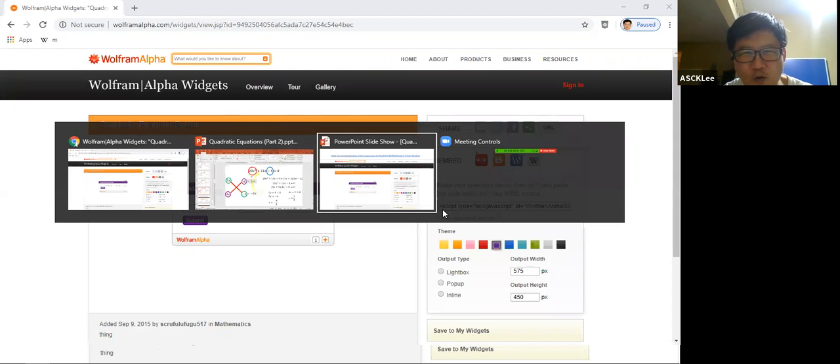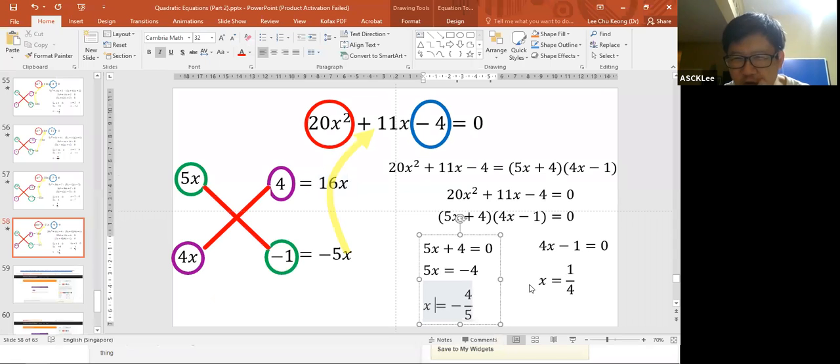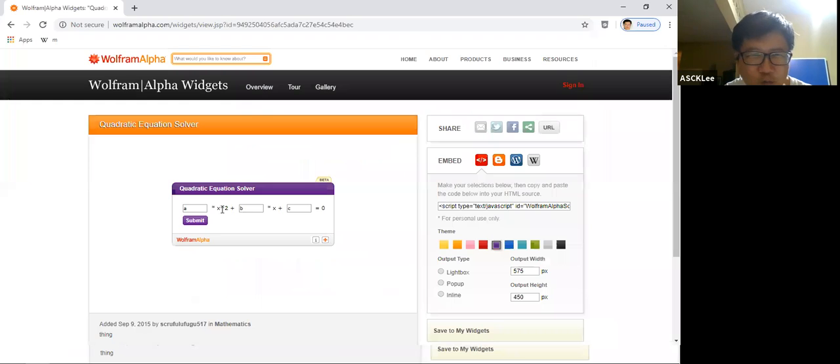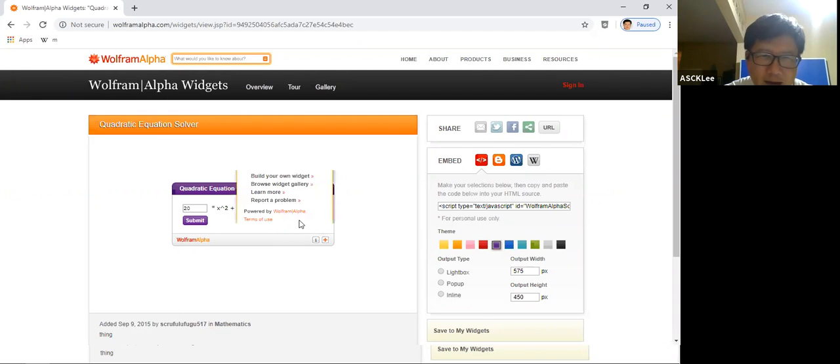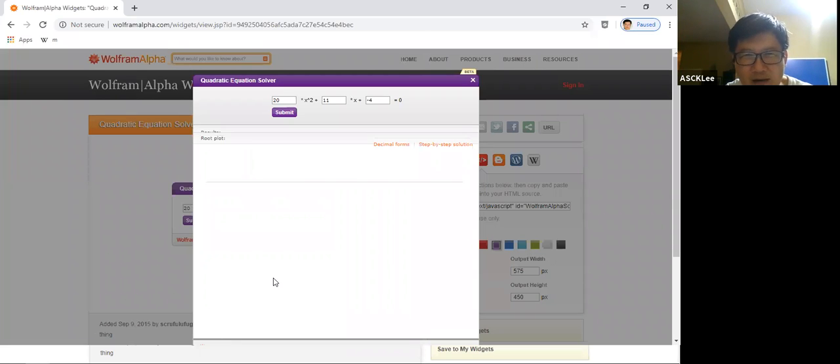Like for example, let's go back to my last question here. 20x squared plus 11x minus 4 equals 0, and my solutions were x equals minus 4 over 5 and x equals 1 over 4. So let's use this website to locate this 20, 11, and minus 4. I just put a 20 here, an 11 here and a minus 4 here, and that is equal to 0, and you just click on submit and it starts computing, and you wait a bit.